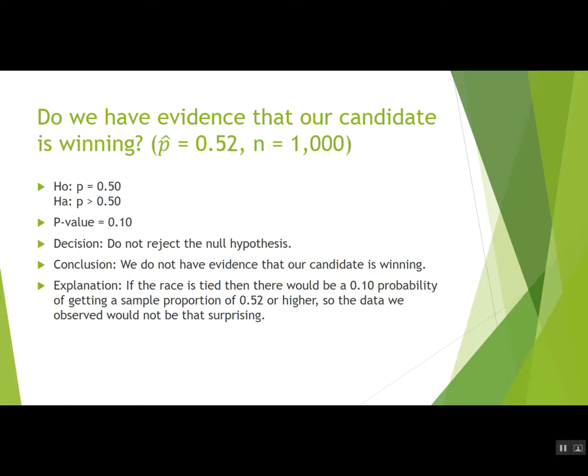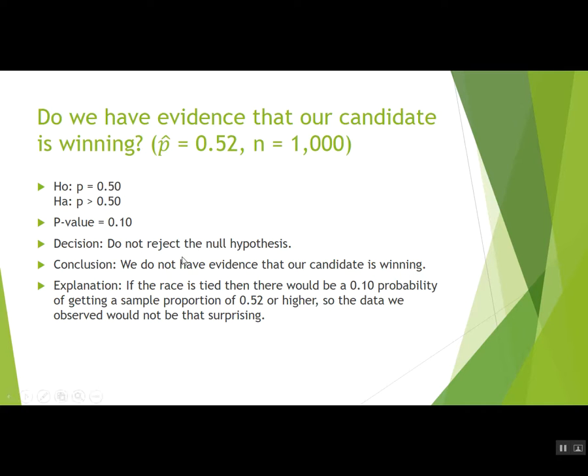So for example, in our candidate example, the null was p equals 0.5, the alternative was p greater than 0.5. Our p-value, not little p proportion, but capital P, p-value, which is the probability of getting the 0.52 we got if the actual proportion was 0.5, was 0.10. Well, that's not less than 0.05. That's not small, so we don't reject the null hypothesis.